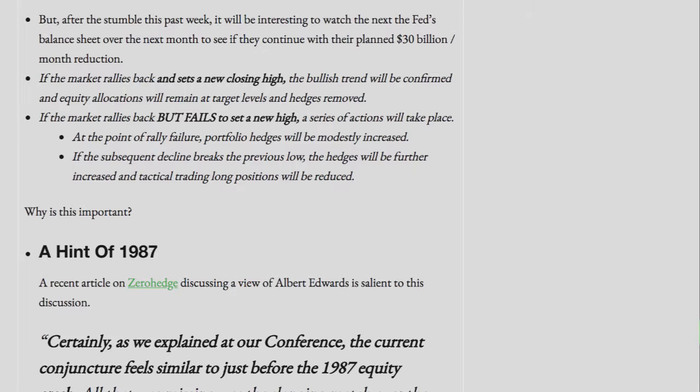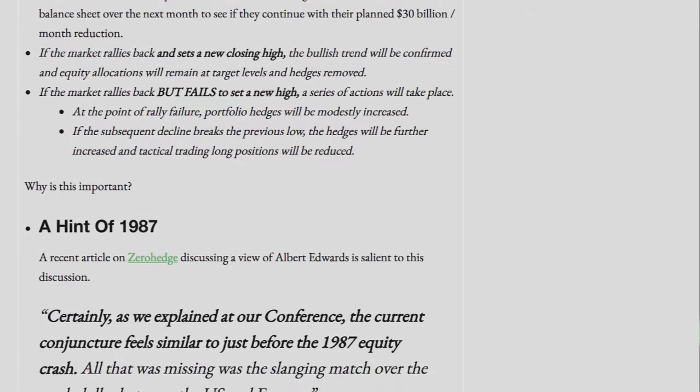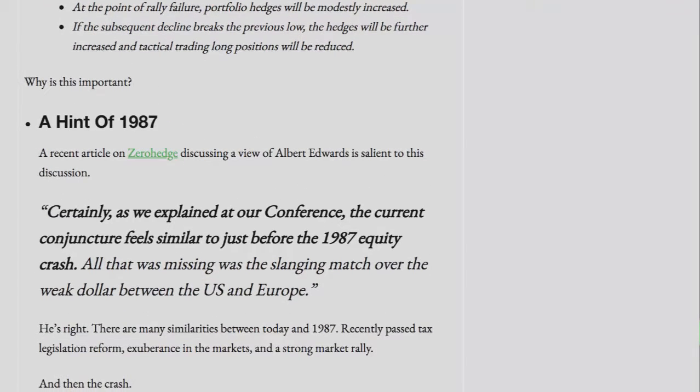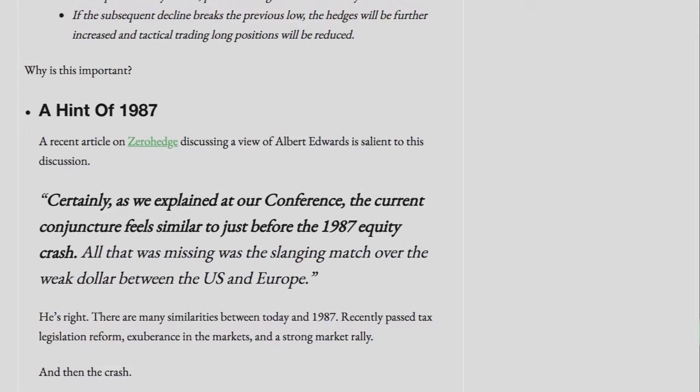If the market rallies back but fails to set a new high, a series of actions will take place. At the point of rally failure, portfolio hedges will be modestly increased. If the subsequent decline breaks the previous low, the hedges will be further increased and tactical trading long positions will be reduced. Why is this important?